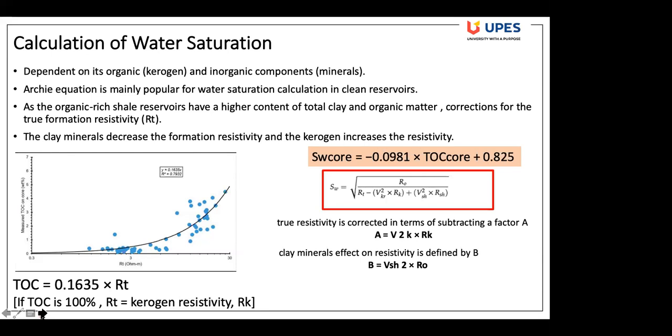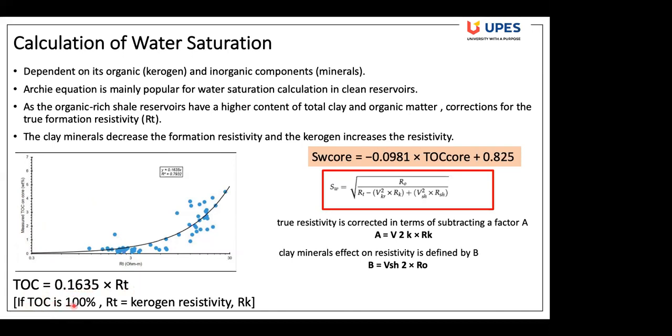usually first correct the true resistivity, and you can see in this graph the x-axis is RT, true resistivity, and the y-axis is measured TOC. Now how have we derived these parameters? TOC, this is the equation: 0.1635 into RT.